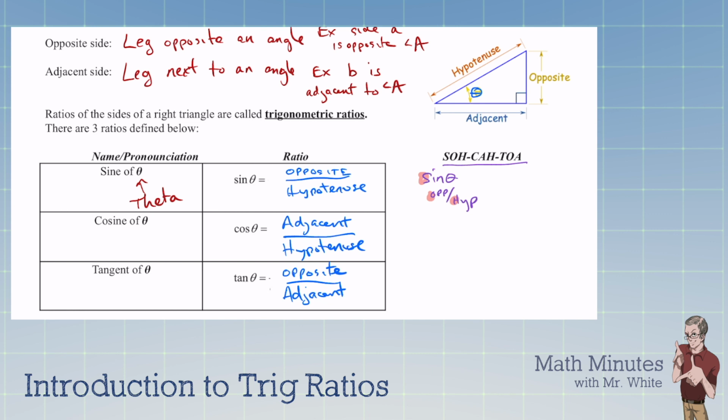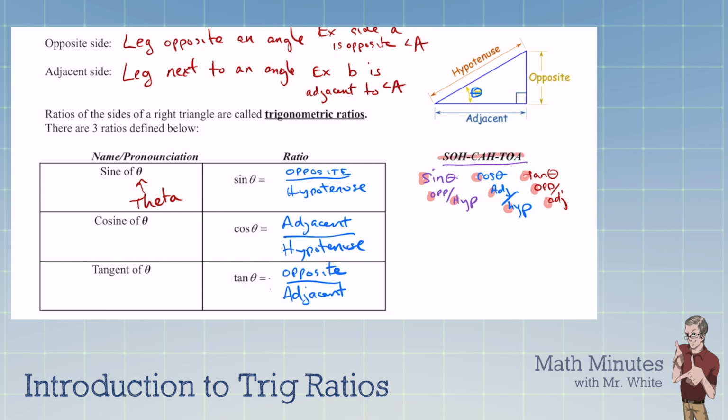So, and then, what was the next one? Cosine. Cosine of theta is adjacent over hypotenuse. So there it is, C-A-H. And then the last one is tangent. Tangent of theta is opposite over adjacent. So once again, there's our T-O-A.